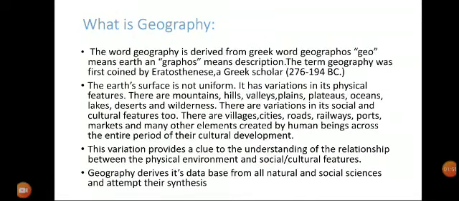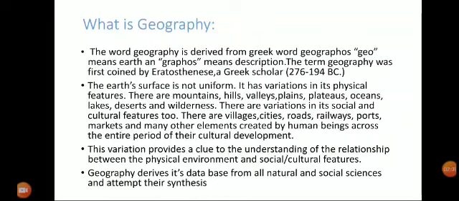What is geography? Geography is derived from two Greek words, geo meaning earth and graphos meaning description. So the term geography was coined by a Greek scholar, Eratosthenes.